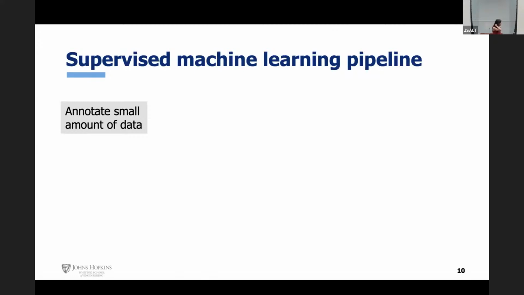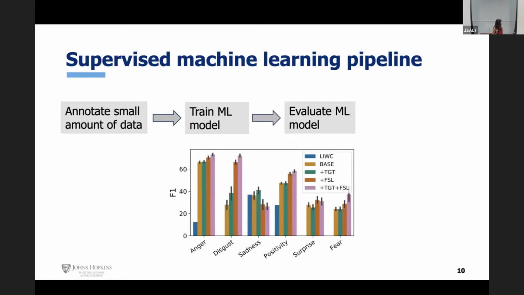All right, so I said we're going to use a supervised approach here. So what does a supervised pipeline look like? Well, we take some small amount of this data set and we annotate it by hand. We use that to train a machine learning model. And then we evaluate how well that model performs. In this case, what we're interested in is what emotions are expressed in that data. So we annotate for emotion types, we train the model to predict emotion types, and then we can estimate how well the model performs on identifying whether or not each of these emotions is expressed in a particular tweet.